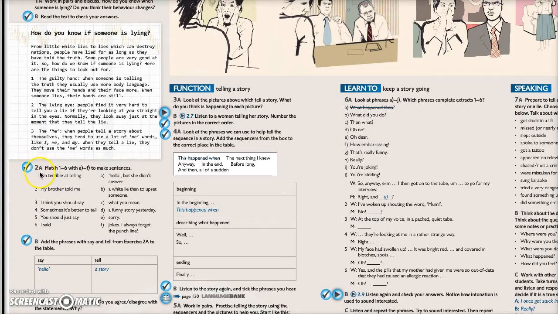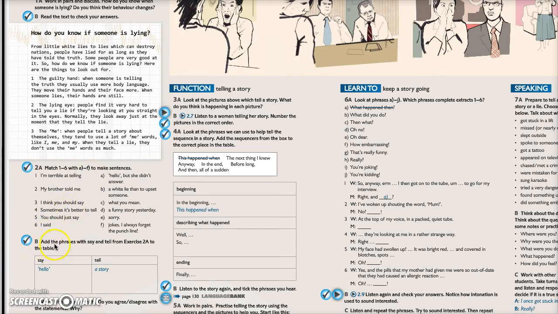Next, in exercise 2A, you are supposed to match this column with this column in order to form sentences. The example could be, "I'm terrible at telling jokes. I always forget the punchline." Okay, the punchline is the funny part of the story or joke, the part that makes you really laugh. Okay, you start with a laughter there. Okay, and you need to do the same for the others.